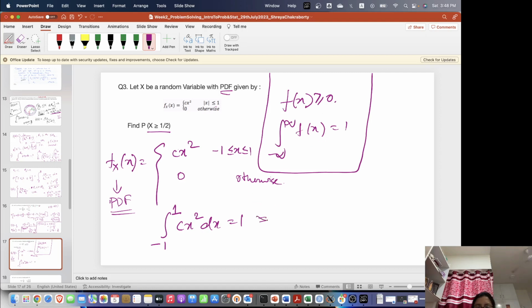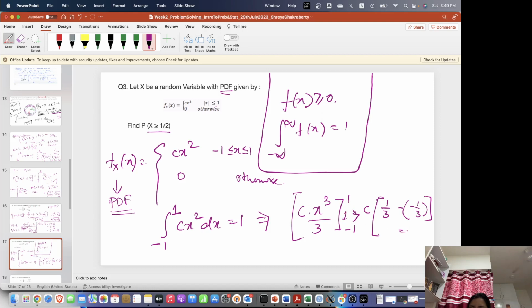So if we do this, then this implies C x cube by 3 from minus 1 to 1. So C times 1/3 minus of minus 1/3 equals 1. This implies 2C by 3 equal to 1, which implies C equal to 3 by 2. Okay. So the first step is now done. C equals 3 by 2.